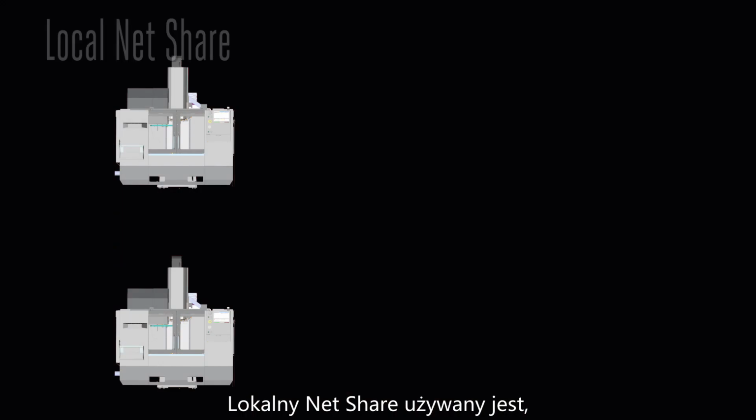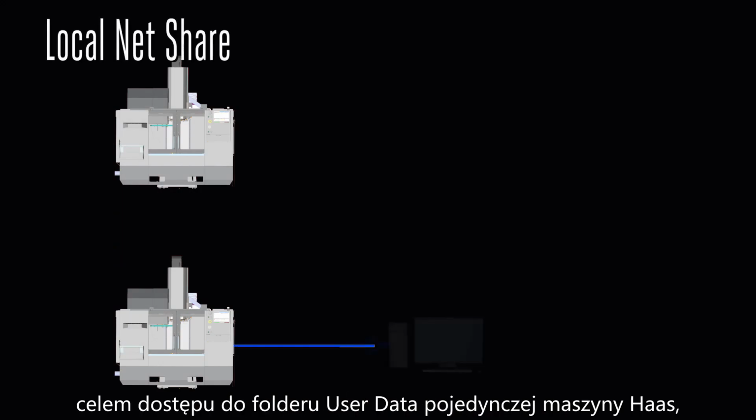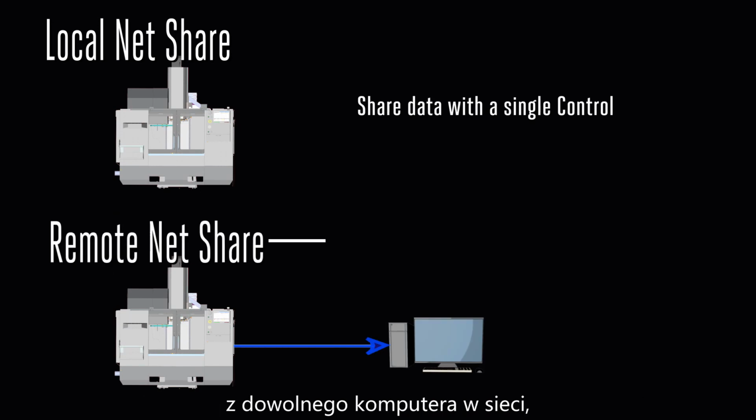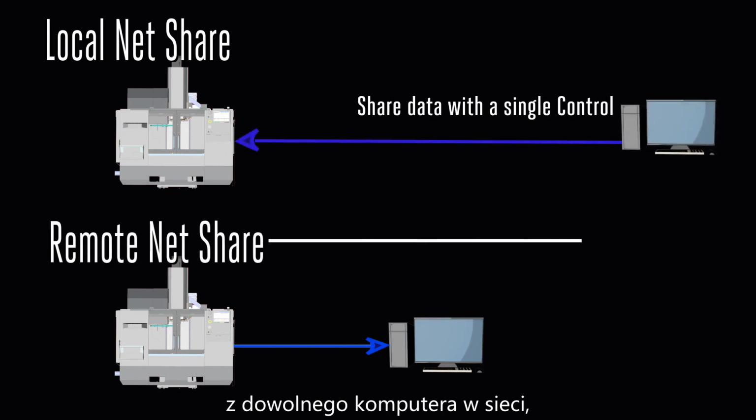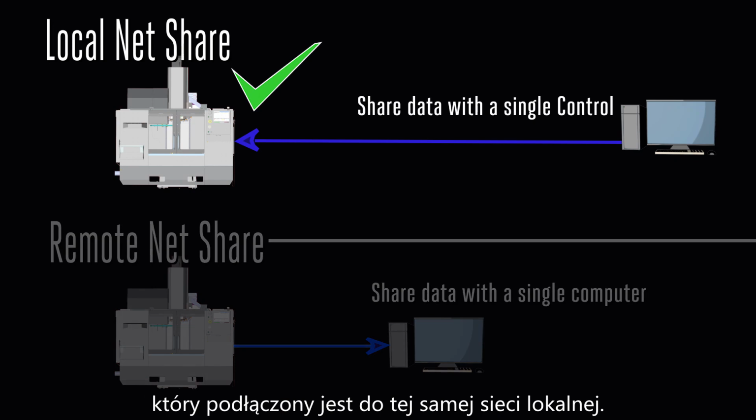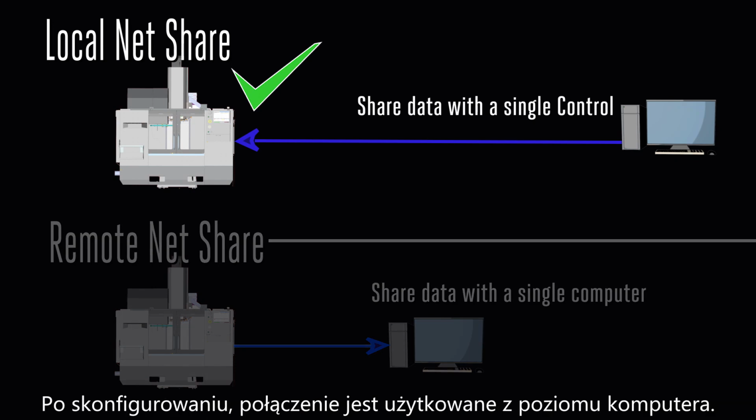The Local Net Share feature is used to access the user data folder of a single Haas CNC machine from any PC in your shop that is connected to the local network. Once established, the connection is operated from the PC.